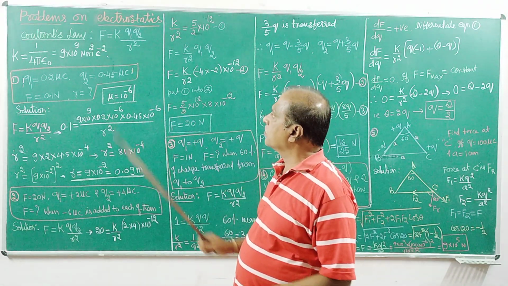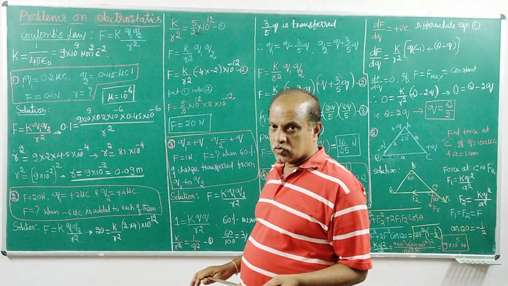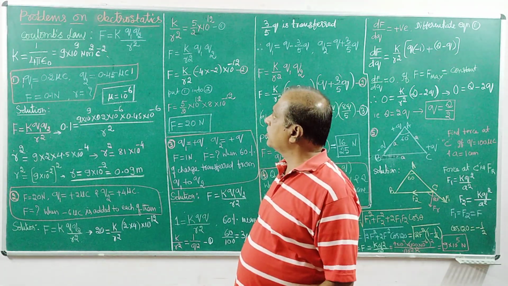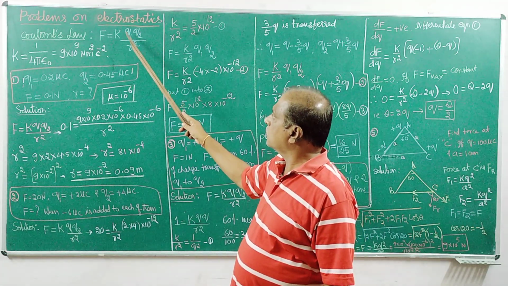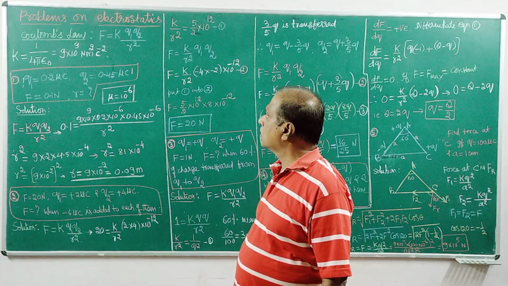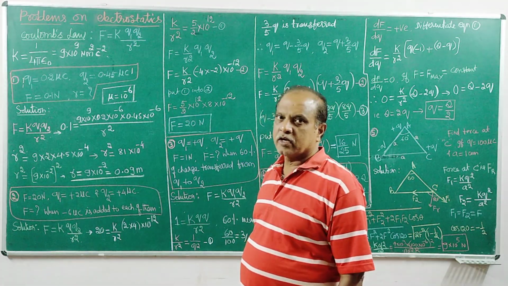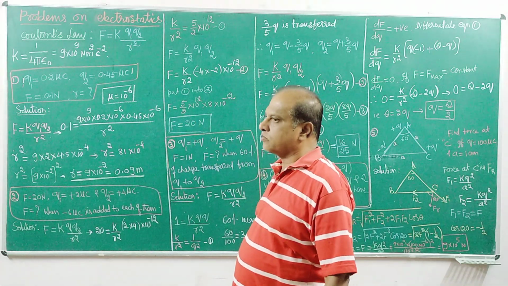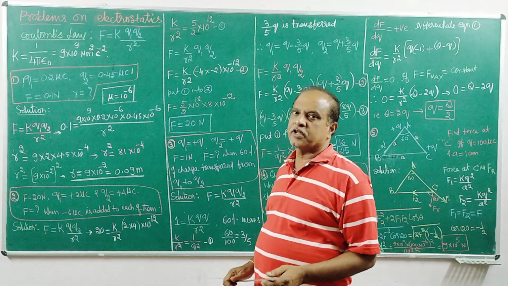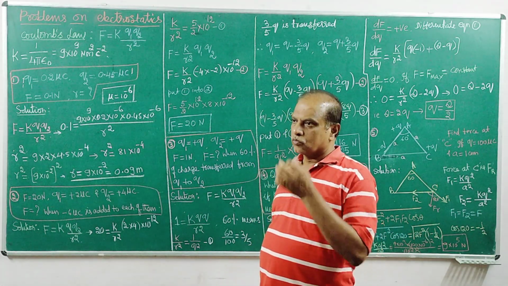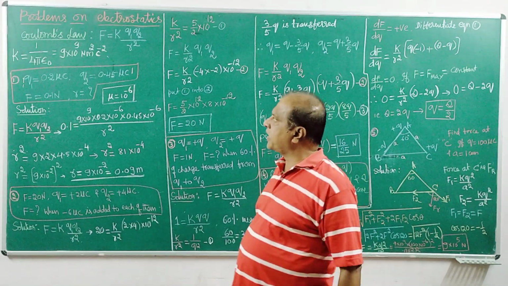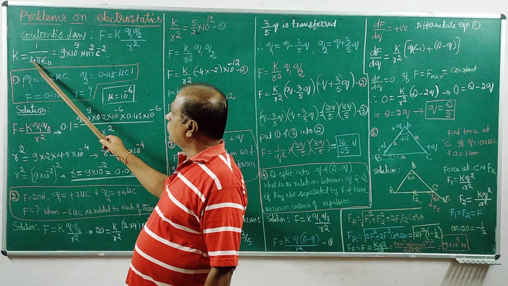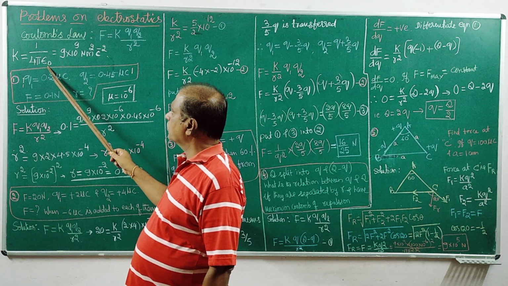F stands for the electrostatic force experienced between the two charges Q1 and Q2 separated at a distance of r, where K stands for Coulomb's constant, and it is given mathematically as well. K equals 1 by 4 pi epsilon naught.